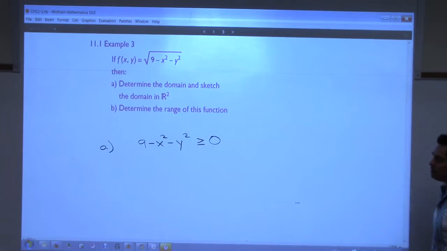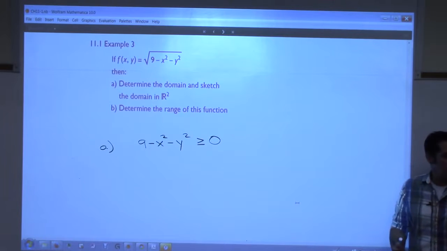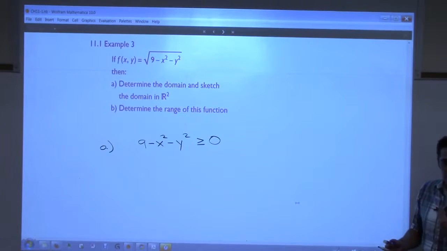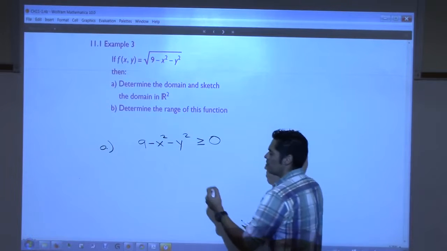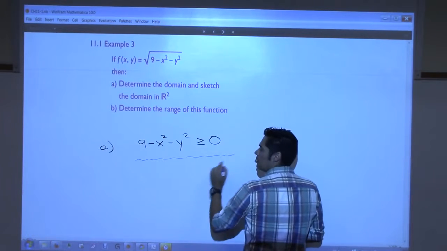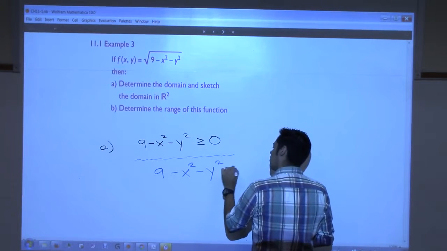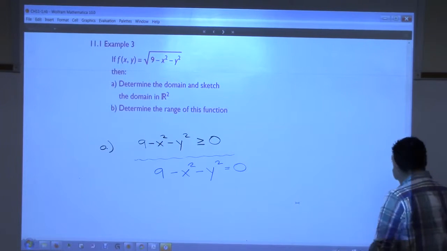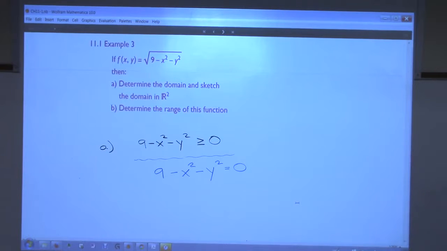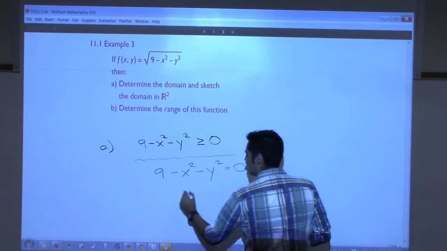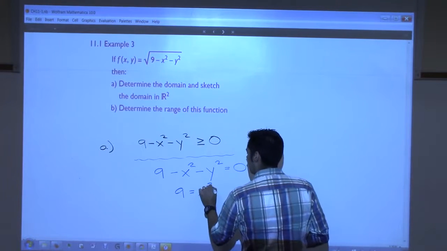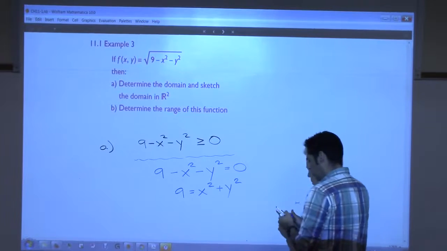It's nonlinear. How in the world am I going to figure out what that looks like? Well, I like to go back again to the whole notion that we don't like inequalities, but equalities we're more comfortable with. So change this into an equality. This would be 9 minus x squared minus y squared equals 0, right? Anybody want to tell me what that is? It's a circle. Radius 3. If we just move things around, that's a circle of radius 3.